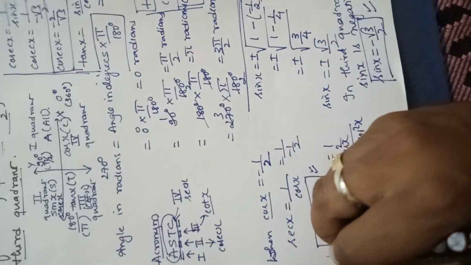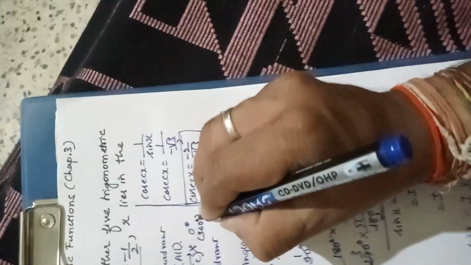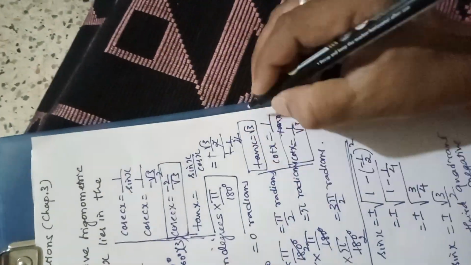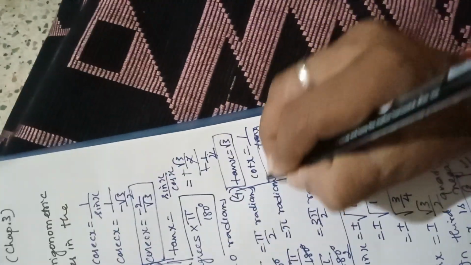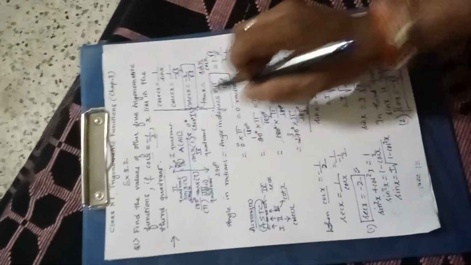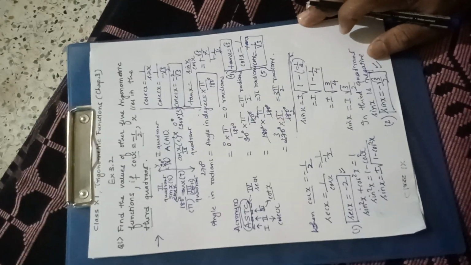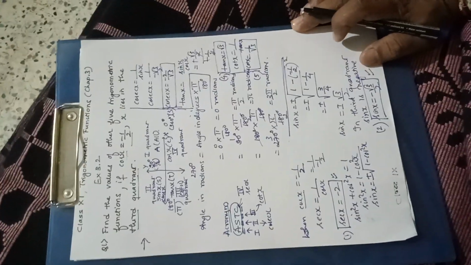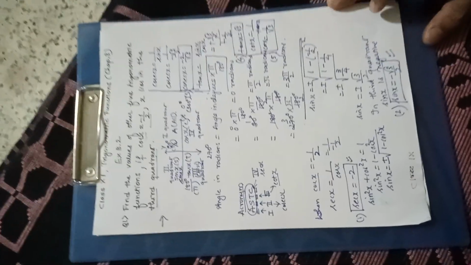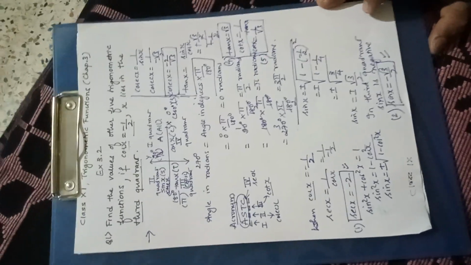So did we find the values of the other 5 trigonometric ratios? Yes. This is the first trigonometric ratio, this is the second, this is the third, this is the fourth, and this is the fifth trigonometric ratio. So we have found the values of the other 5 trigonometric functions if cos x is equal to minus 1 by 2. So we have solved this problem completely. I hope you have understood.